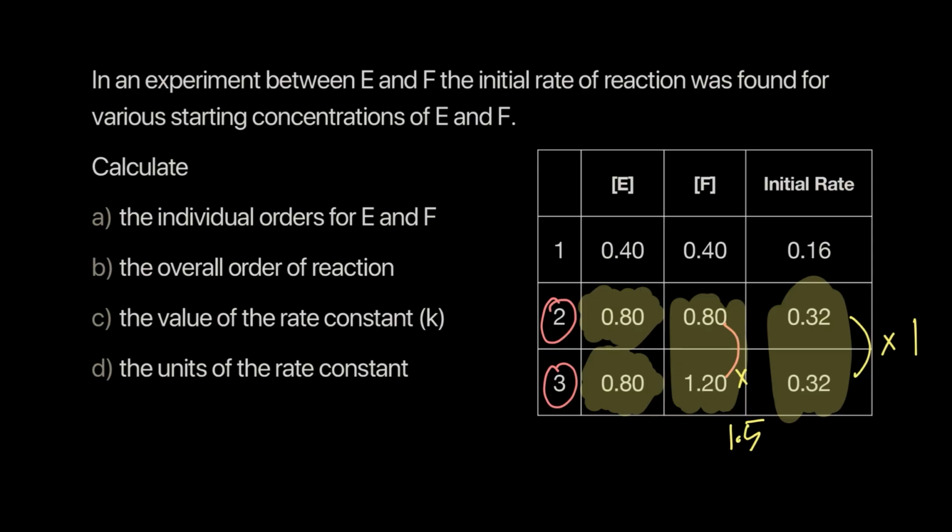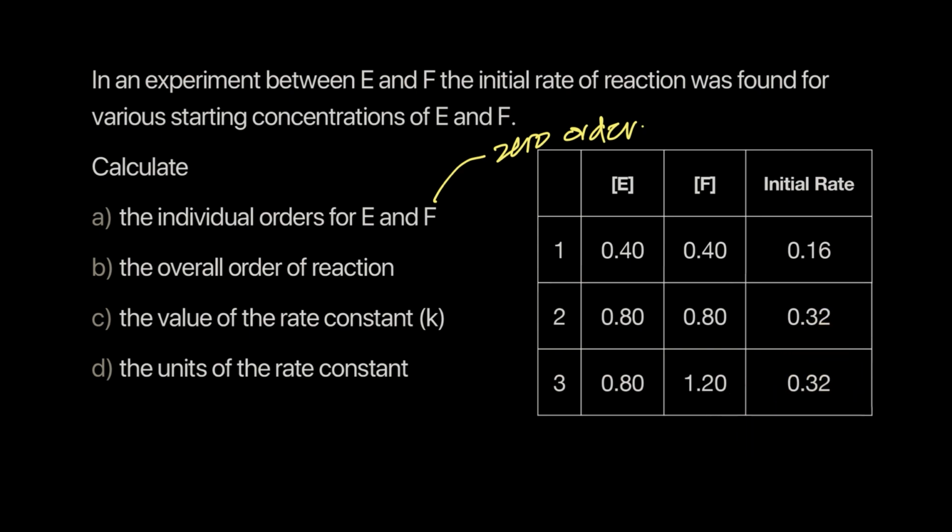What does that tell you about the order of F? In experiments 2 and 3, F is increasing its concentration, but the rate is not changing. That implies that the reaction is 0 order with respect to F. What that means is, regardless of whatever you do with F, it will have no impact on the rate of reaction. Yeah? Once you figure that out, you don't have to worry about F, because F is 0 order.